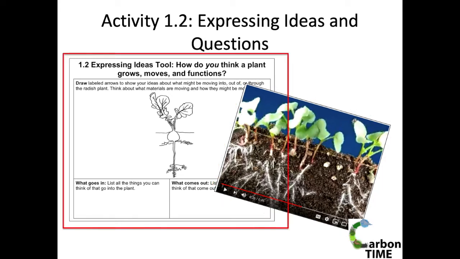The Expressing Ideas tool provides support for students to draw on experiences and ideas that they have and to ask questions that will help guide the next steps in the lesson. Specifically, it begins prompting students to consider how they can make sense of this natural phenomenon by thinking about matter, what goes in and what comes out. These ideas and questions are the source of the unit's driving question board.